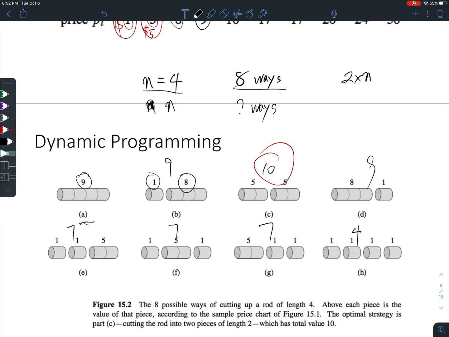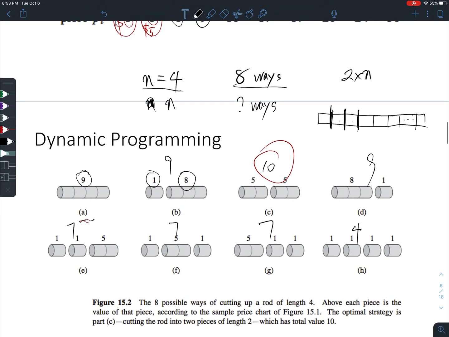So let's check all the possibilities. If we have a rod of length n, then we are going to get n minus 1 separators. By separators, I mean the cutting points. We can make a cut between the first inch and the second inch. We can also make a cut between the second inch and the third inch. So we get n minus 1 cutting points. Let's give them an index: the first cutting place, the second cutting place, the third cutting place, up to the n minus 1th cutting place. At each place we have 2 possibilities.